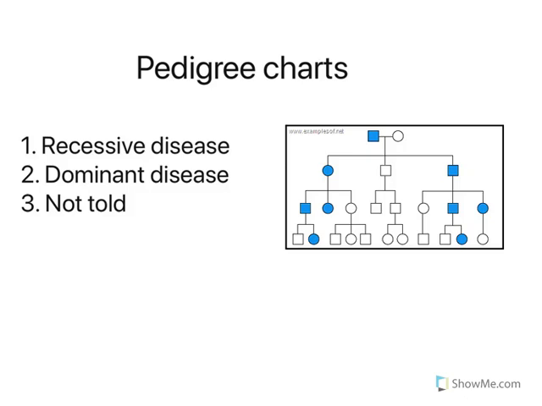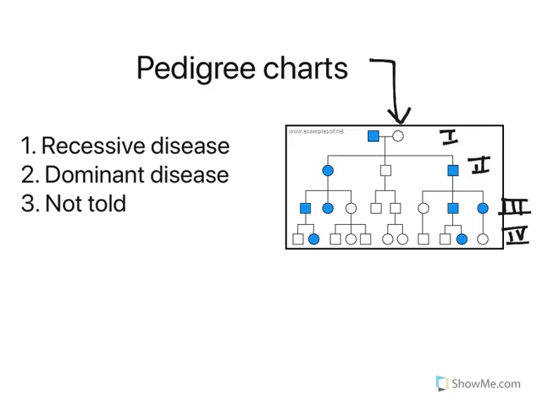So in this lesson we're going to have a look at pedigree charts. Here is an example of a pedigree chart. It essentially is just showing how specific traits are passed on from generation to generation. In this case you can see there are 1, 2, 3, 4 generations.